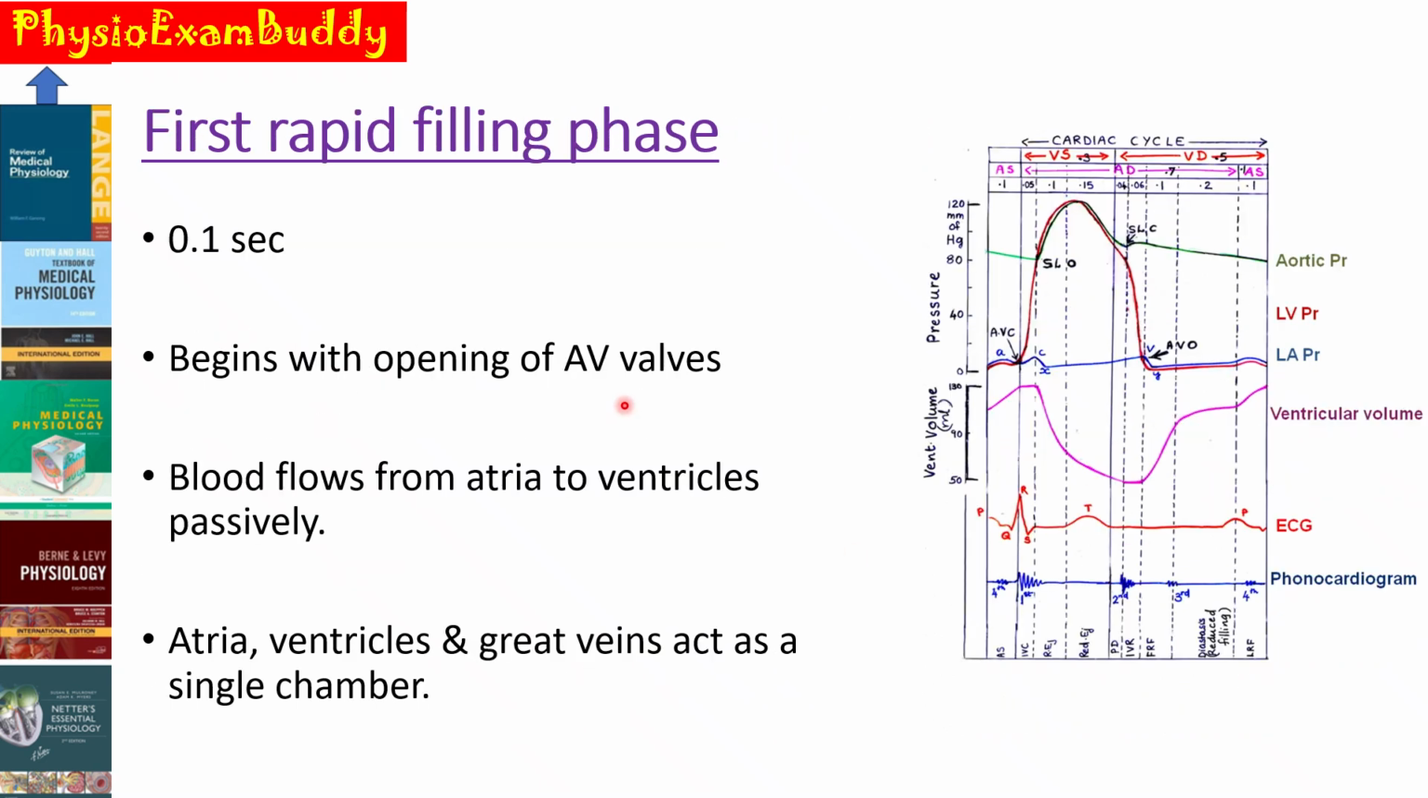Next is about the first rapid filling phase, which lasts for about 0.1 second, and it begins with the opening of the AV valves. Now what happens when the AV valves open? Blood will flow from the atria into the ventricle passively, and the atria, ventricles as well as the great veins will act as a single chamber.